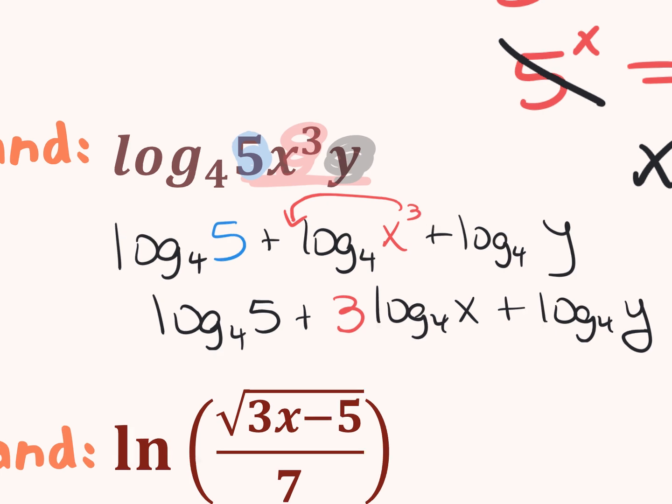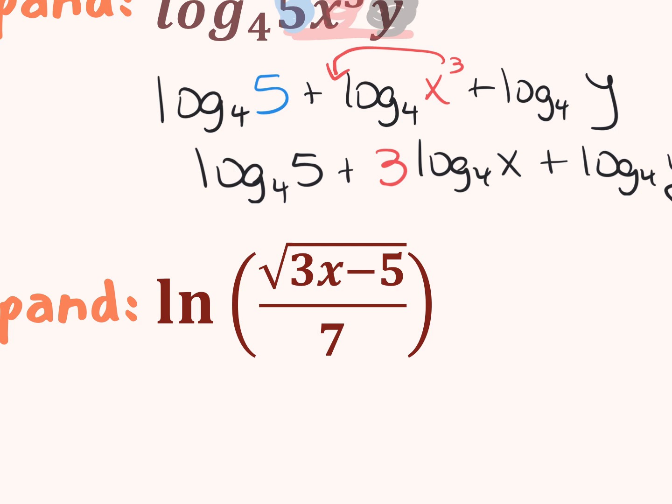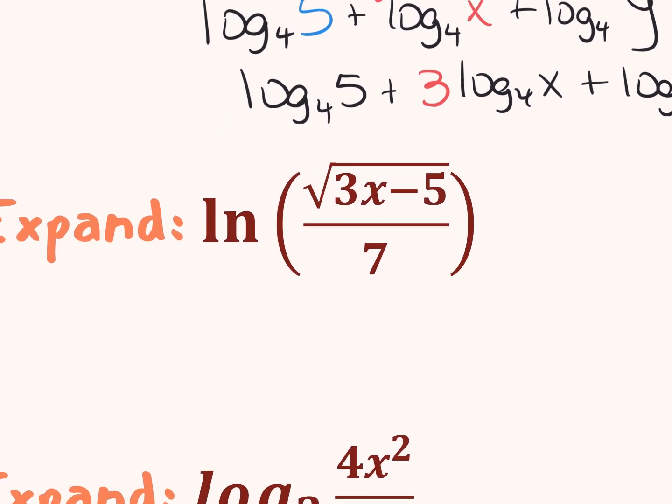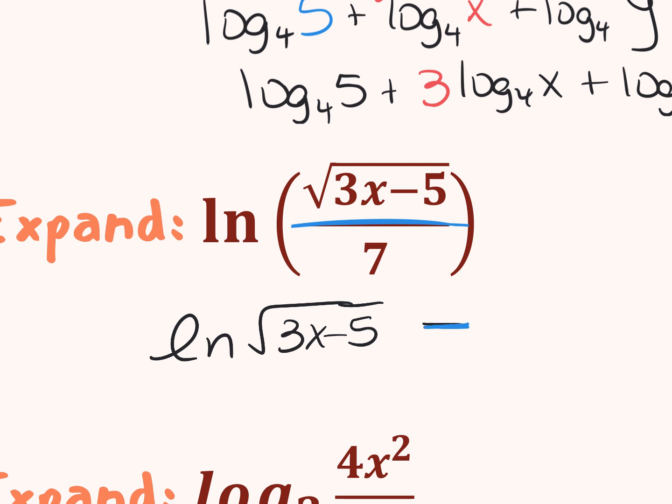Notice the next one is a division. Now, is the 3x and then the minus 5 each going to get their own log, or is that together? It's together. Good. Because underneath the radical is like a grouping symbol. So what I'm going to do here is each one is going to get the natural log. So ln of the square root of 3x minus 5, and then minus, because this is representing the division, and then ln of 7.